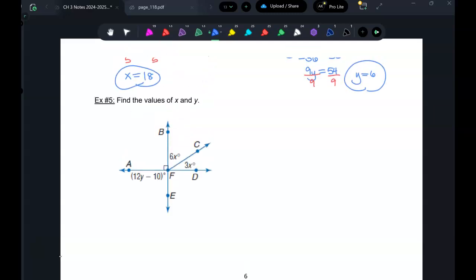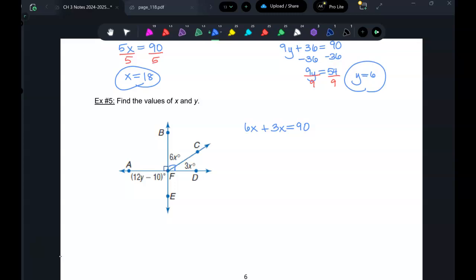This is the last one. Okay, I want to find the values of x and y. It doesn't matter which one we do first. Let's say we want to solve for x. So I'm going to ignore everything except for the 6x and the 3x. 6x plus 3x equals 90. If this is a right angle, this is also a right angle. So 6x plus 3x equals 90. 9x equals 90, so x is 10.